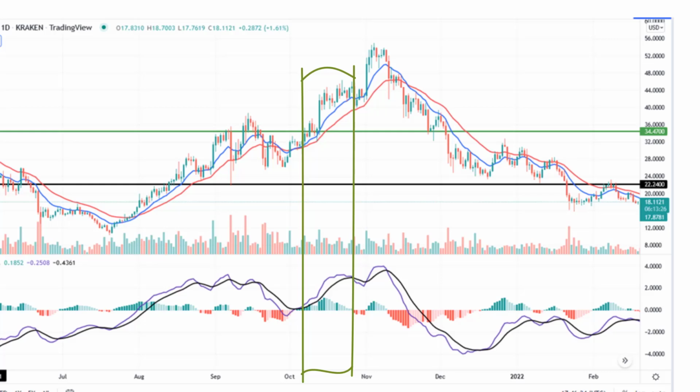Polkadot's MACD record. A. The MACD is above the zero line. B. The MACD is above its signal line. C. The MACD value is 0.4628.